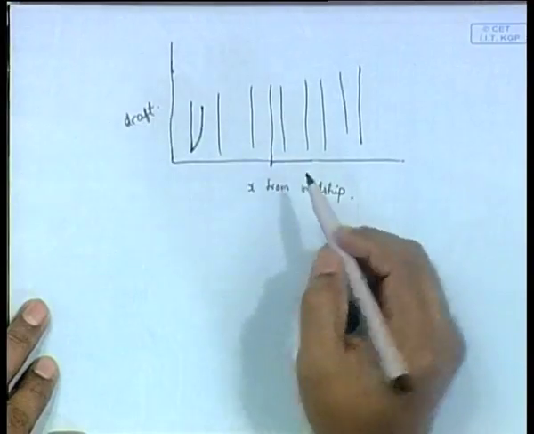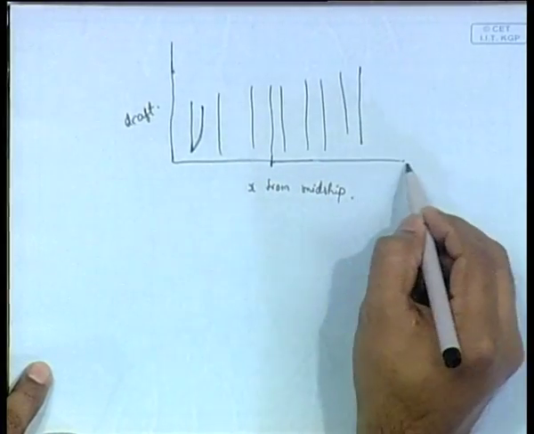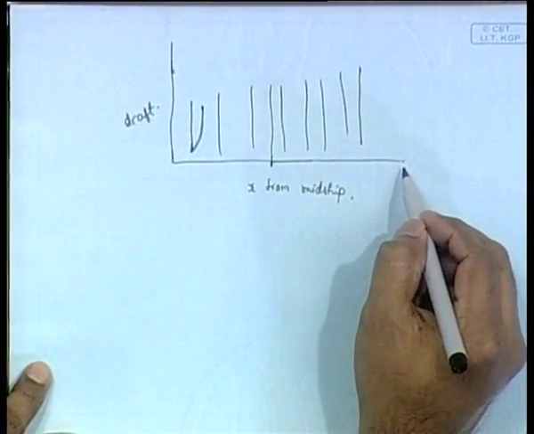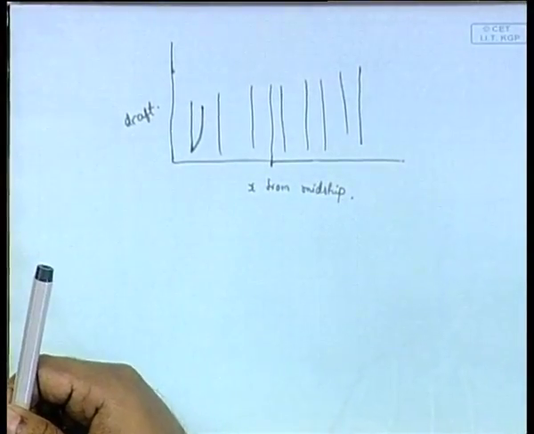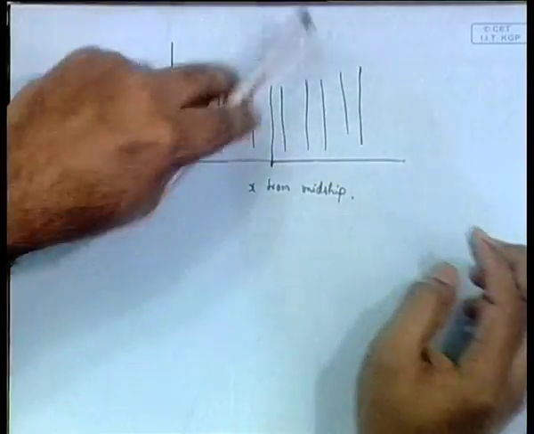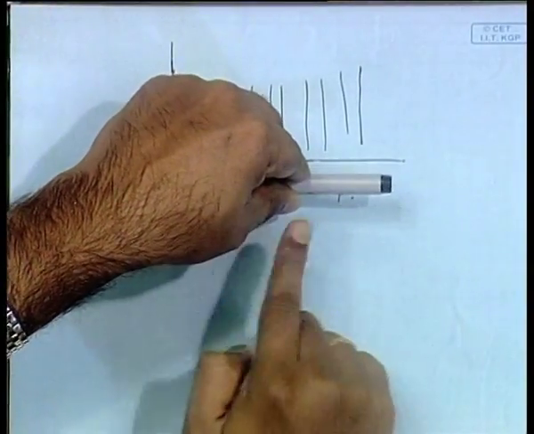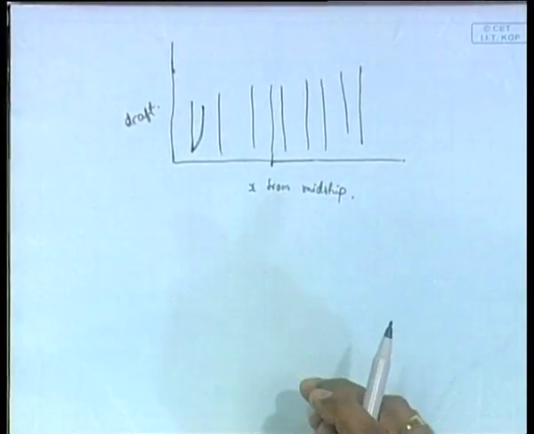Okay, it's not clear. First of all, there are 3 coordinates. This is representing x, the length x from midship. This is representing draft, and the third direction represents sectional area. Now at one particular draft, let us say 1 meter, let us take some x value, this is the first station. So the ship is lying like this, these are different stations, and this curve is representing that area up to that particular draft.